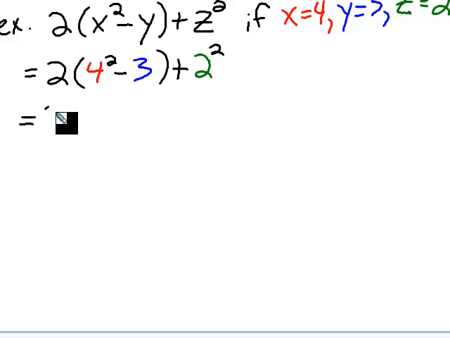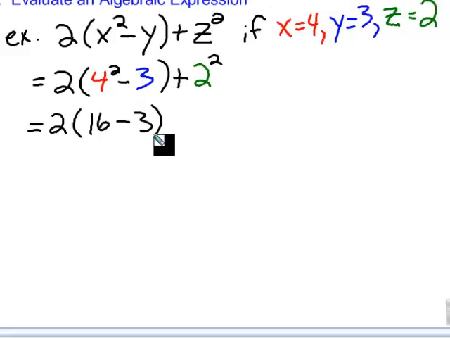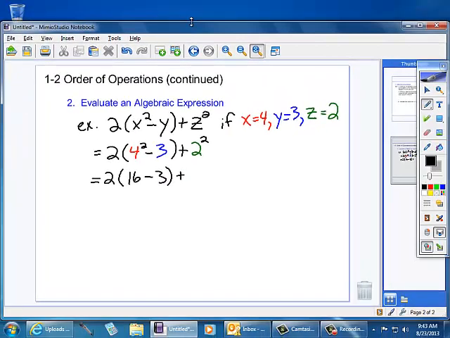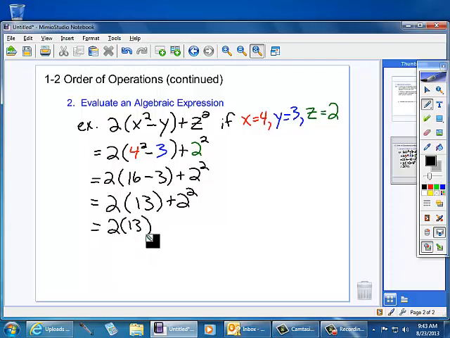So we'll do parentheses first. Inside the parentheses we have an exponent. We need to square that 4. Okay, plus 2 squared. Next, parentheses still, there's an operation there. 16 minus 3 is 13, plus 2 squared. Now there's parentheses there, but that's just to separate and show that I have multiplication going on there. There's no other operation inside those parentheses. So next thing I need to do is that exponent out there. So we have 2 times 13 plus 4.